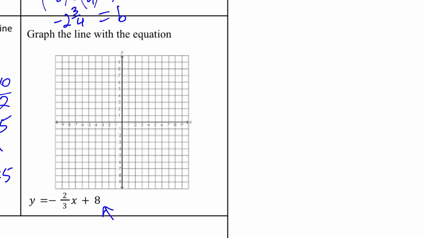Here, my b value is 8. That means I start at 8. My slope is negative 2/3. That means I go down 2, right 3. Draw the line.